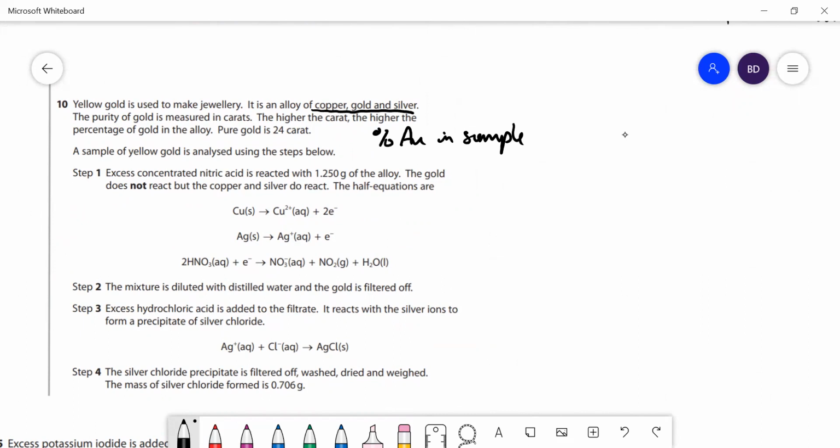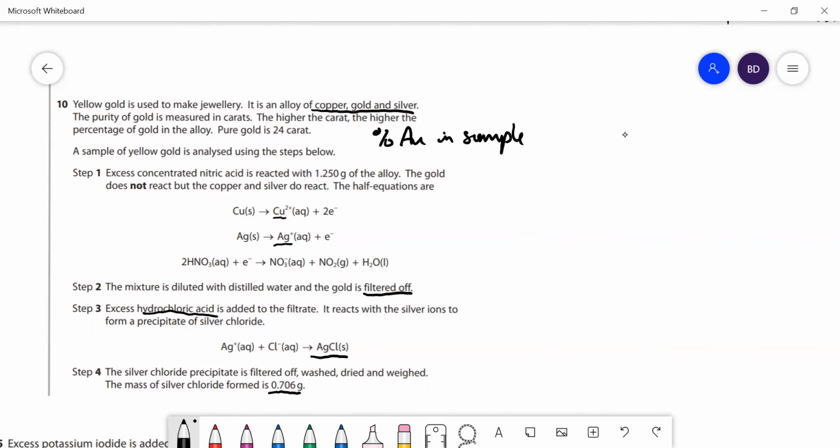That gives you the equations there. The copper is oxidized to copper 2+, the silver is oxidized to Ag+. Nitric acid is a pretty strong oxidizing agent, right? So dilute it with distilled water and filter the gold off. Get rid of the gold. Then they add HCl to the filtrate. Now HCl will precipitate out all the silver ions, and they give us the mass of silver chloride.